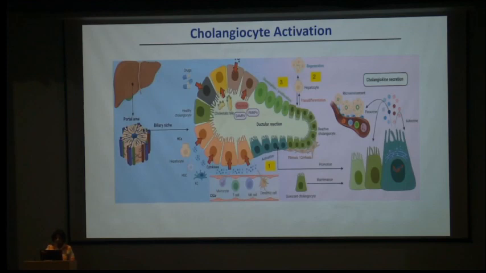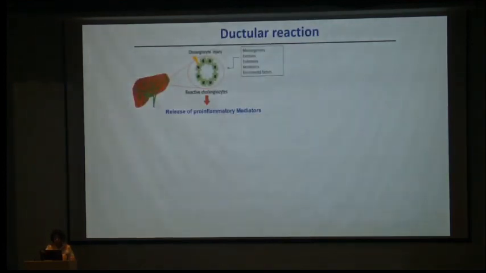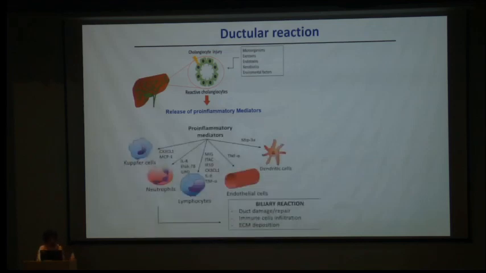Because all clinicians know these things, I am just touching on 2-3 slides to explain the basics. In the ductular reaction, as I already told you, it starts from microorganisms, endotoxins, exotoxins, and drug abuse. Once activated, the cells release pro-inflammatory cytokines.